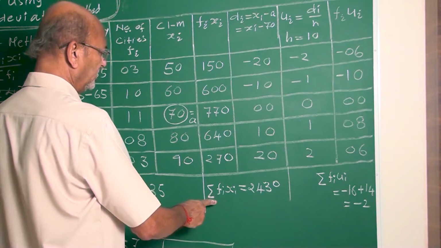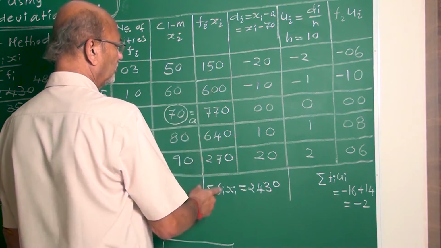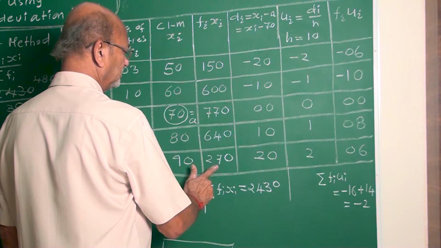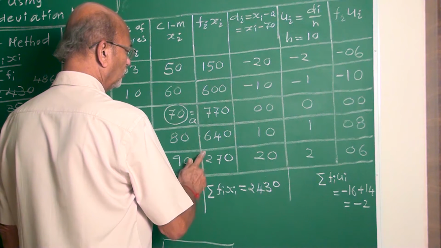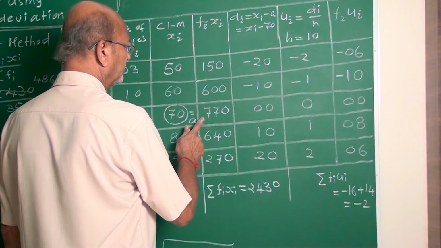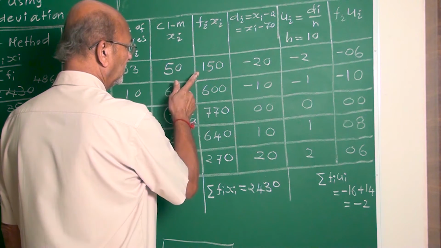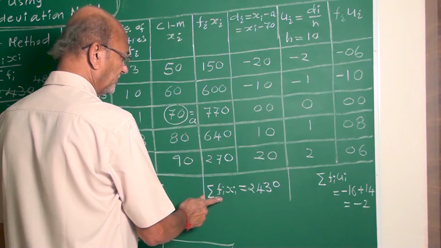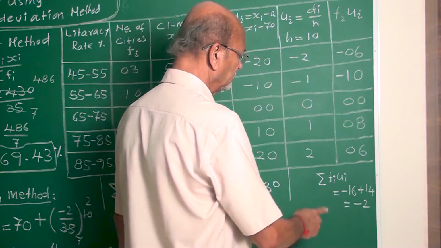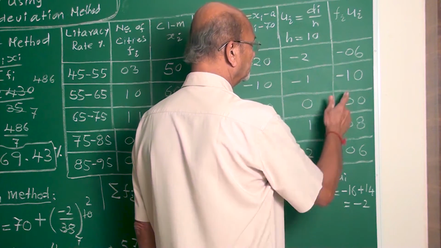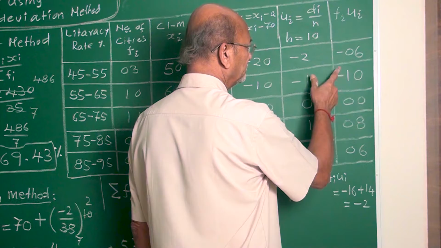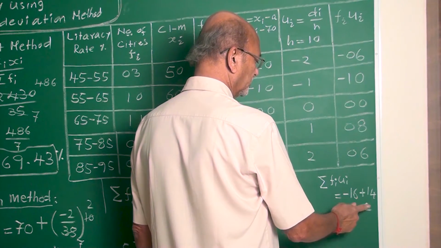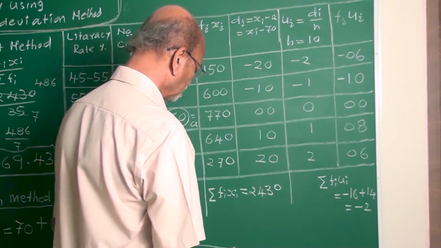Next, you want sigma fi xi. This column you have to add: 150, 750, 1520, 1790, 2430 is sigma fi xi. Next is sigma fi ui, this last column. Minus 6 minus 10 is minus 16, plus 8 plus 6 is plus 14. Simplification is minus 2. Then you have to go for the formula.